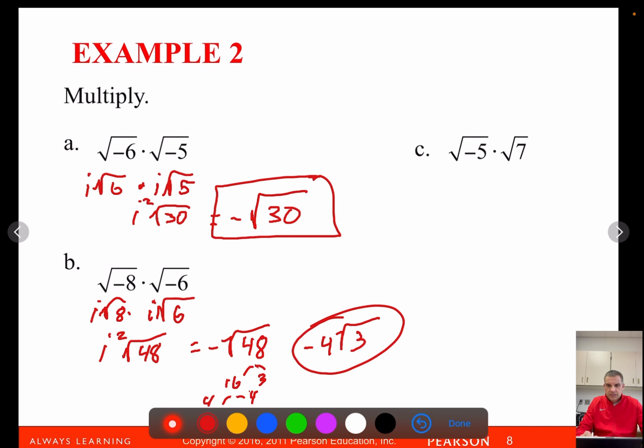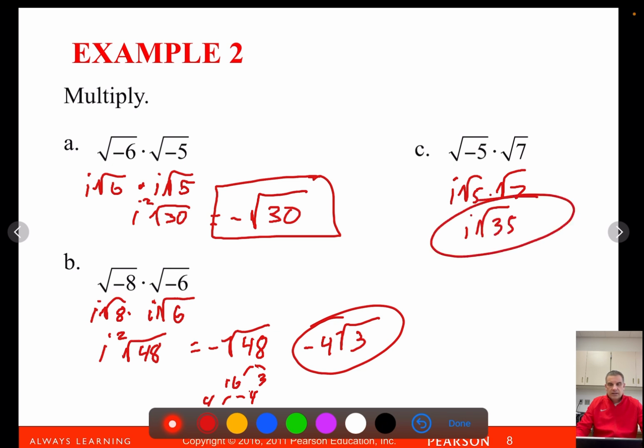For this last one, it's i radical 5 times radical 7. So that's i radical 35. You can't break that down, so that's your solution. So be a little bit careful when you're multiplying them. Make sure you take the i out first and then multiply them together. And then always keep in mind that i squared is equal to -1 when you do these.